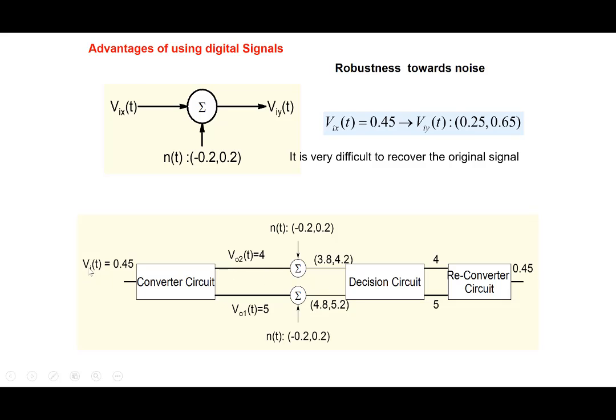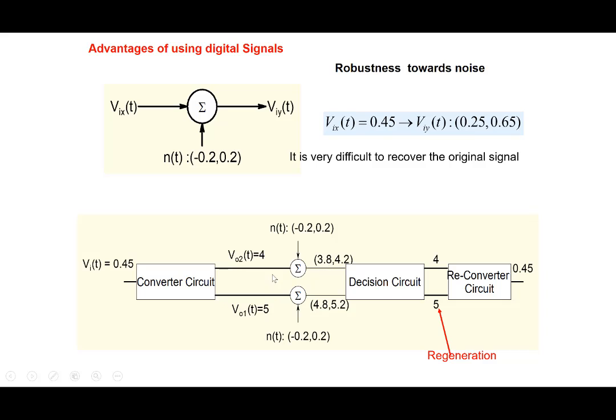So the point is that if you have a number 0.45 and you were going to transmit it from A to B, and along the route, let's say, there's a source of noise, then when you transmit 0.45 directly, the noise gets added and you may have anything between 0.25 and 0.65, and you have no way of knowing. But if you digitize it like this, 4 and 5, the noise may get added, but then you can recover it and you find that the final signal is 0.45. So despite the presence of significant noise, minus 0.2 to plus 0.2, we are able to recover the original signal back. That is what we mean by that, even though the signal is corrupted.